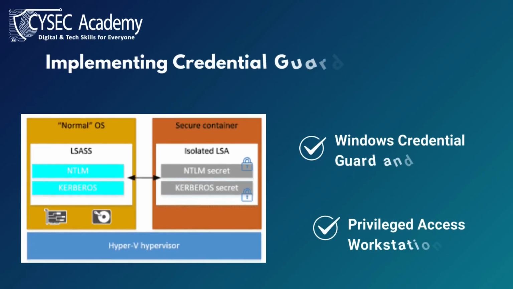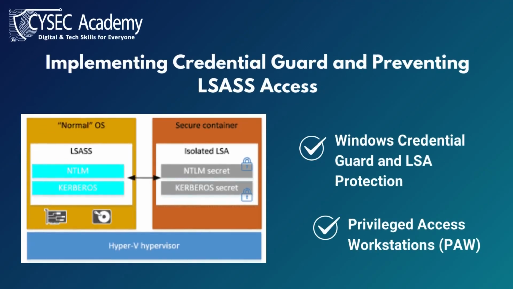Implementing Credential Guard and preventing LSASS access. Mitigating credential access requires applying advanced defensive controls that specifically break the adversary's procedures, TTPs. Under this we have two techniques, which are Windows Credential Guard and LSA protection, and Privileged Access Workstations, PAW.